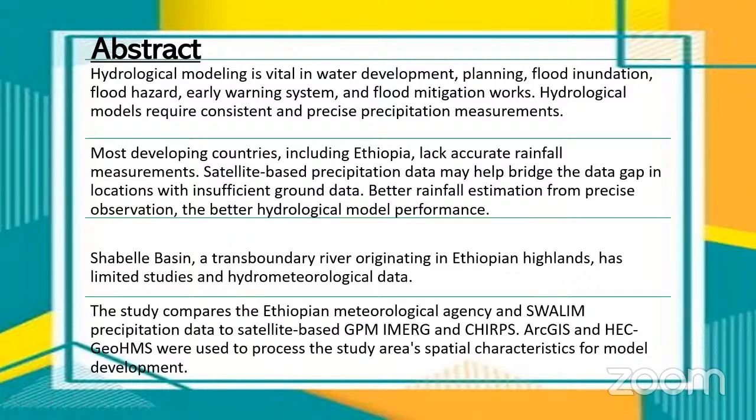So the river is normally a transboundary river. It originates from the Ethiopian highlands and it crosses to Somalia. And it has limited study and hydrometeorological data. The study compares the meteorological station data collected from the Ethiopian Meteorological Agency and SWALIM with two satellite-based precipitation products called GPM and CHIRPS. ArcGIS and HEC-HMS were used for the study.